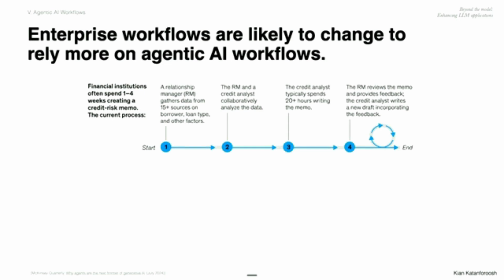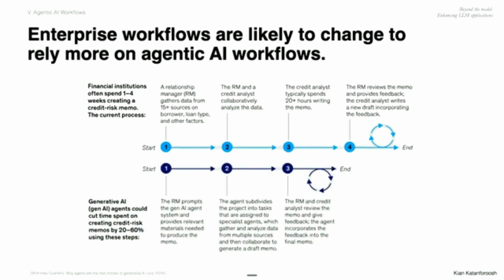They then ran a research study where they changed the process. They said Gen AI agents could actually cut time by 20 to 60% on credit risk memos. And the process has changed: the relationship manager directly works with the Gen AI agent system and provides relevant materials needed to produce the memo. The agent subdivides the project into tasks that are assigned to specialist agents, gathers and analyzes the data from multiple sources, and drafts a memo. Then the relationship manager and the credit analyst sit down together, review the memo, give feedback to the agent, and within 20 to 60% less time are done.